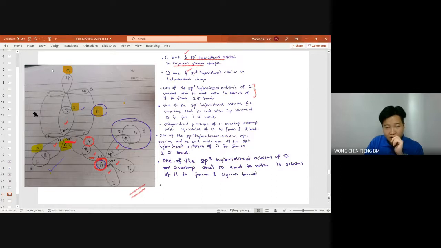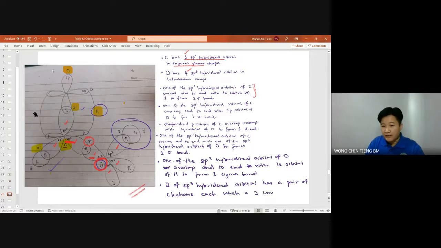Alright. Last but not least. Kalau ada lone pair nak tulis apa? Okay, kalau ada lone pair, ada berapa lone pair? Tulis je lah. Both, ataupun two of sp3 hybridized orbital. Kita ada dua, so saya tulis dua-dua. Two of sp3 hybridized orbital has a pair of electrons each. Setiap satu hybridized orbital tersebut ada sepasang electrons each, which is two lone pair.